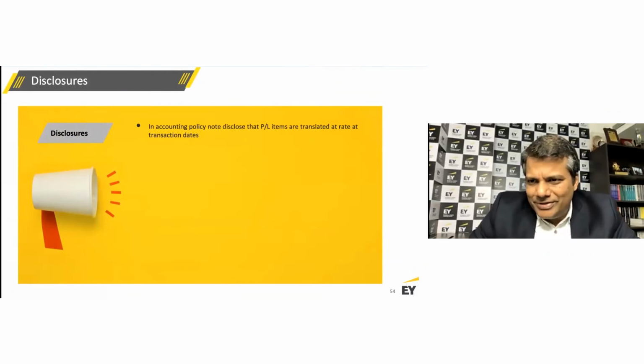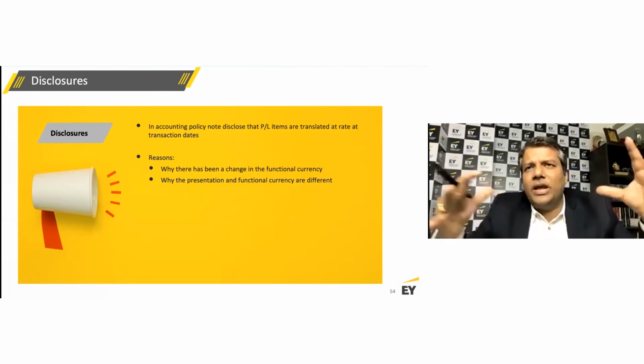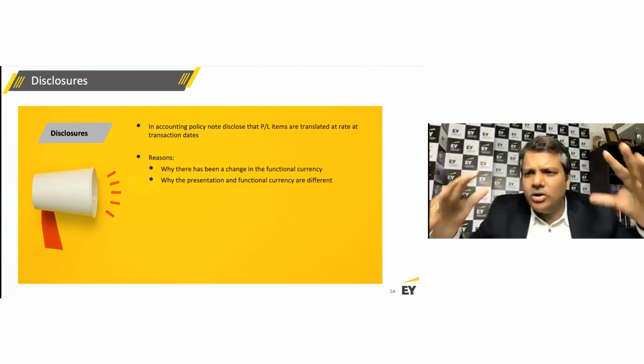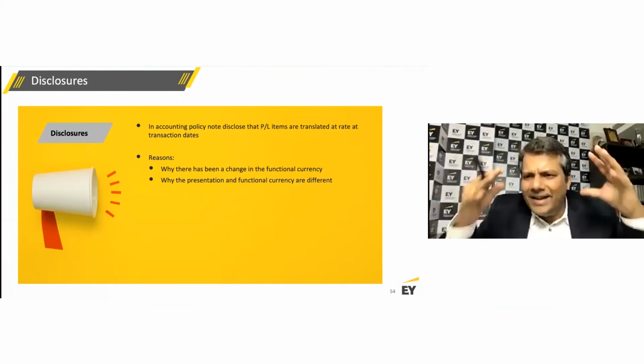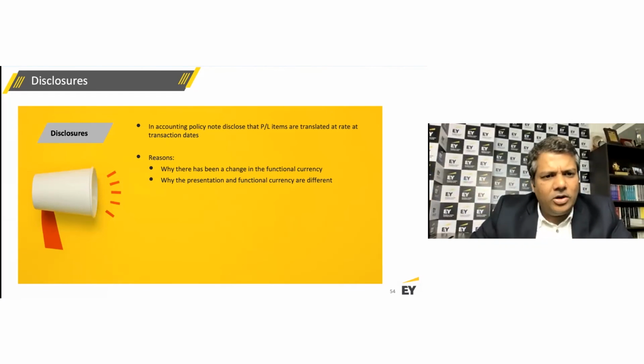Now, in terms of disclosures: accounting policy, and disclosure of whether P&L items are translated at transaction date rates or average rate. Why there has been a change, if there is a change in the functional currency. We talked about it: a change in functional currency is considered remote, a rare event, and you only change it if there is a significant change in your primary economic environment. And you determine your primary economic environment with reference to sales, cost, financing, and your cash flows. And we also saw that in the case of intercompany dependencies, you look at that also to assess your primary economic environment. Where the presentation currency and the functional currency are different, you need to possibly explain that.